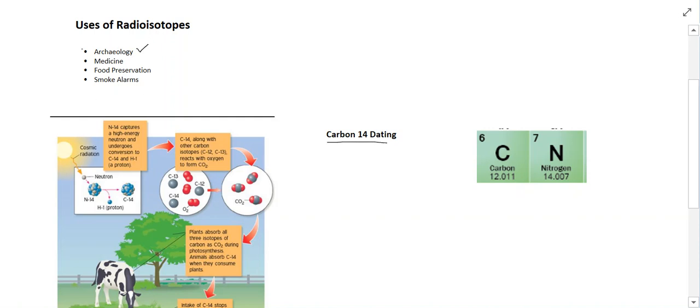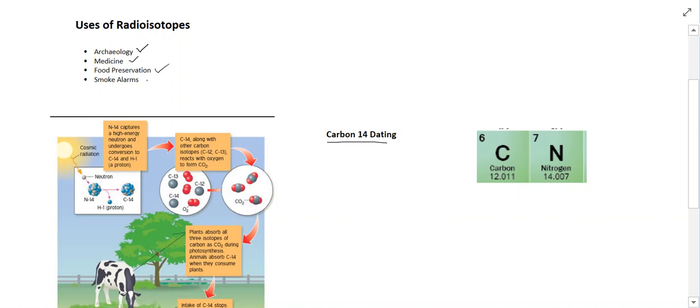And in subsequent lessons, we'll talk about how radioisotopes are used in medicine. So cobalt-60, for example, is used in radiation treatment for cancer. That same radiation can be used to preserve food. You can blast the food with radiation and it kills all the microbes and any insects that are present.